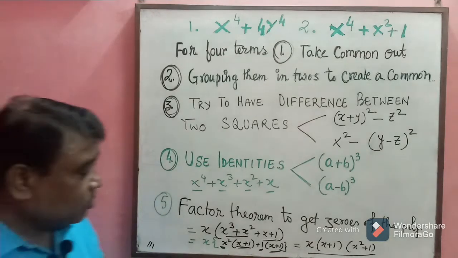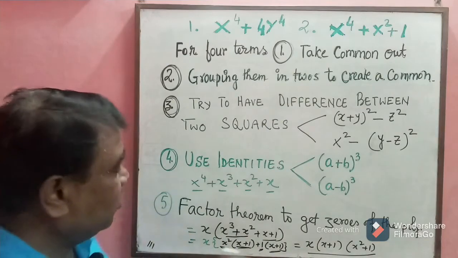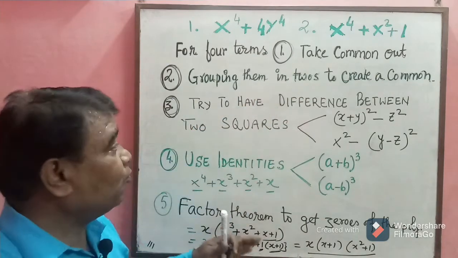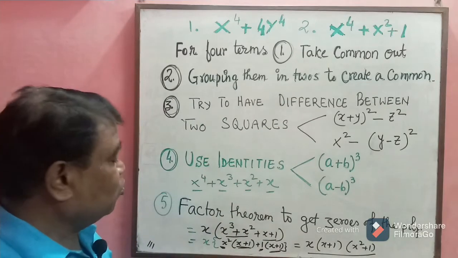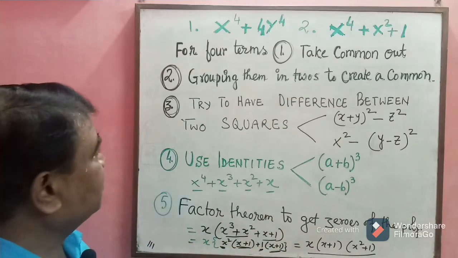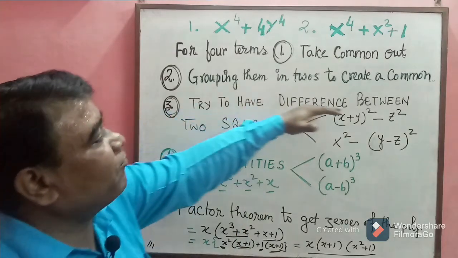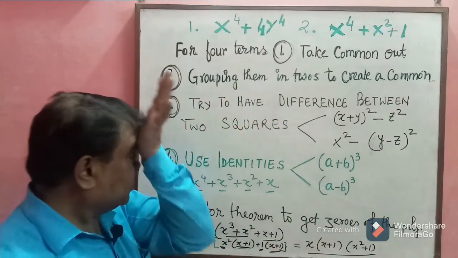Okay. So this way we have seen how we can group them into 2 to create a common. This is the concept here. Second point. And third point is try to have difference between 2 squares.